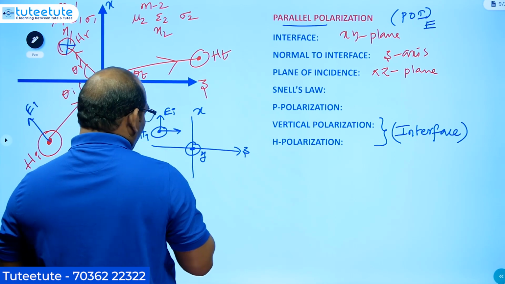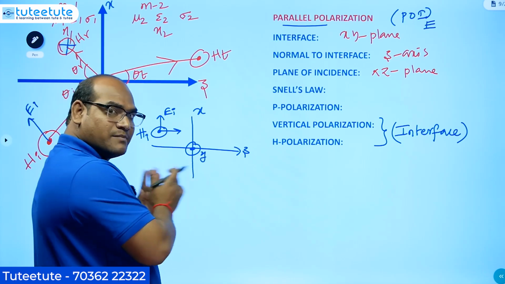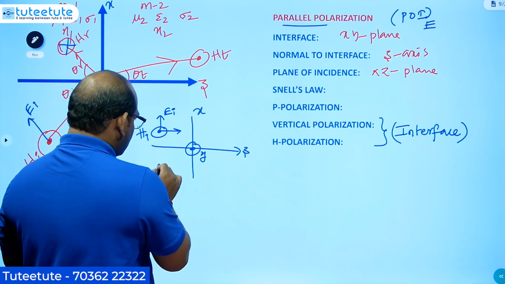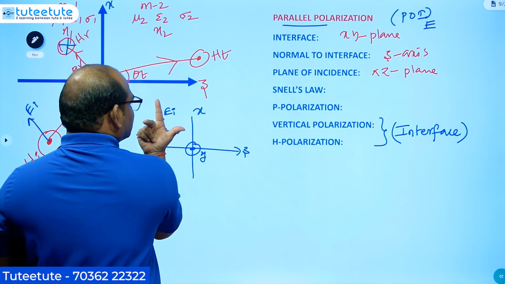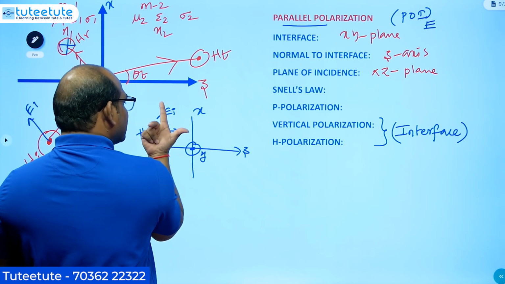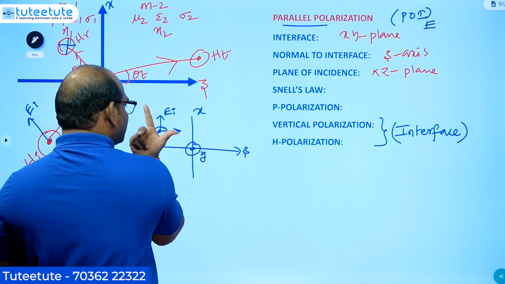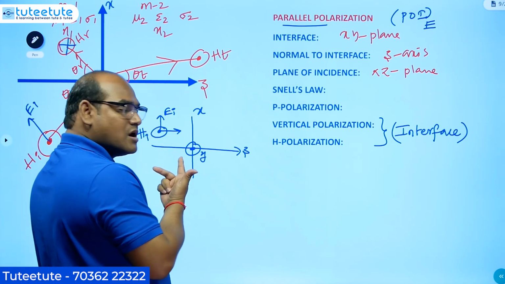Okay, now because of the impedance mismatch, what is happening? The wave will be reflected back. So when the wave is reflected back, we are representing it like this: the forefinger is representing the electric field, the thumb is representing the direction of propagation, and the middle finger is representing the direction of the magnetic field.